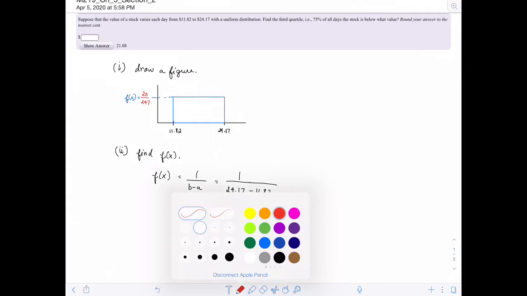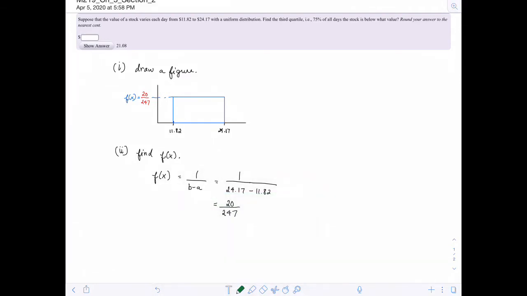Okay, now the second thing I want to do is identify what I'm talking about, right? So it said to find the third quartile, meaning 75% of all days the stock is below which value. So 75% starting at 11.82 here, 75% wouldn't be like a little piece over here. 75% below a value, well, the word below applies to the left. And 75% is beyond half, so it's probably over here, right? Exactly the fourth quarter.